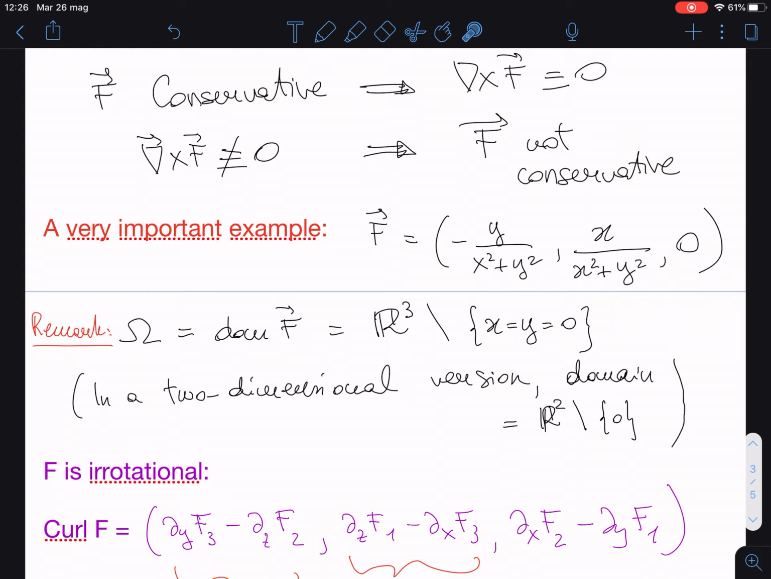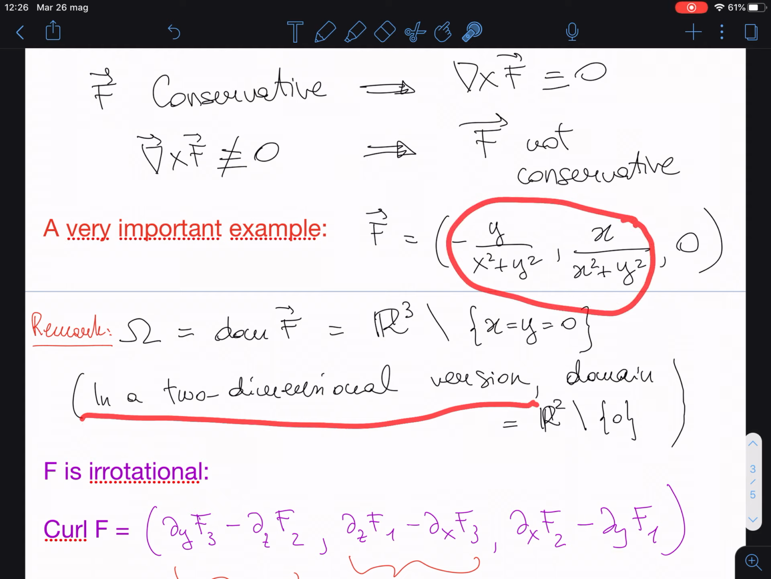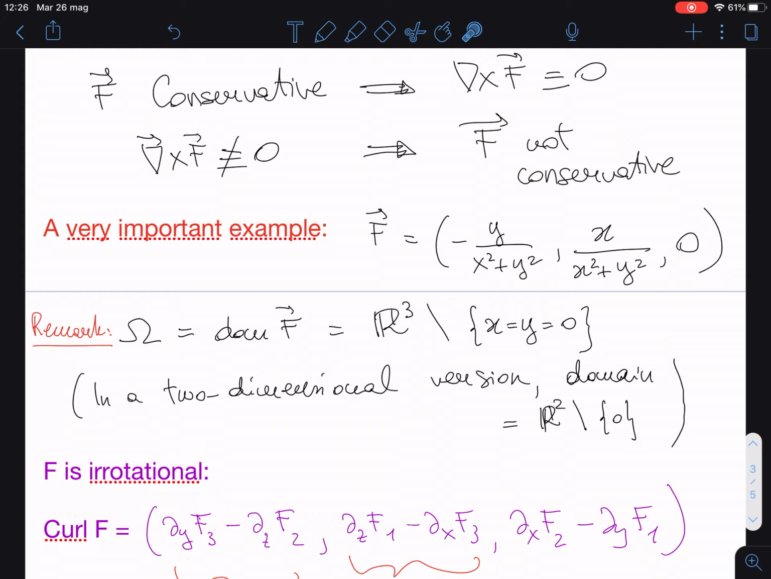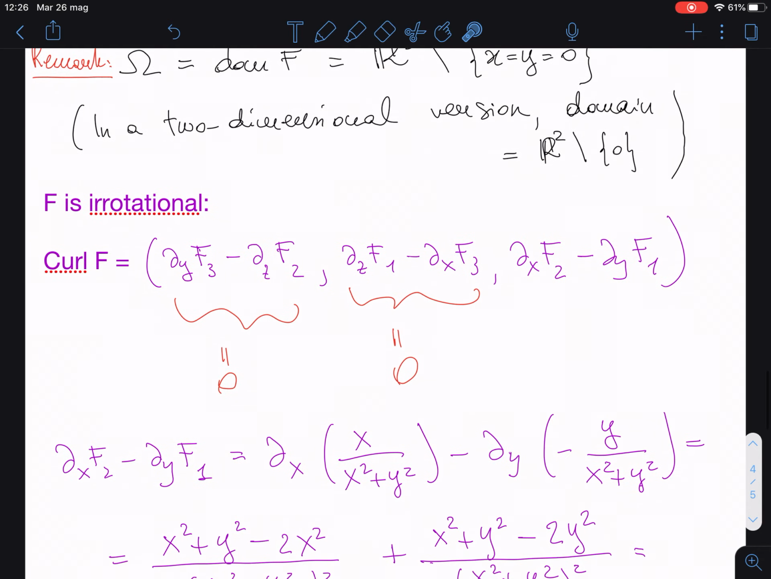Of course, if you refer to the two-dimensional version, where only the first two components are there, the domain is R2 minus 0. So very often in books you find this version. First, you have that f is irrotational.